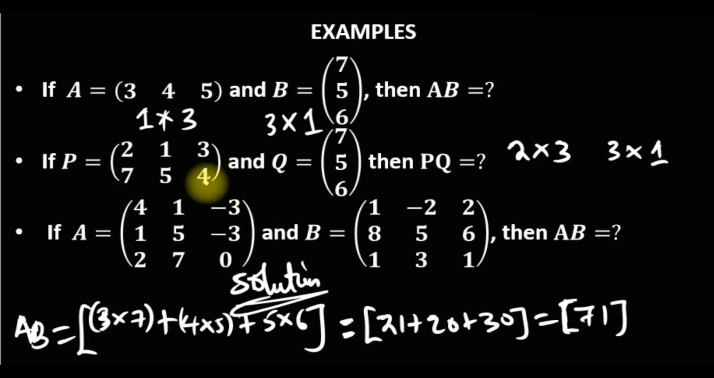So you can see 2 rows, 3 columns, and 3 rows, 1 column. So this is possible. The final matrix will be 2 by 1. So let's multiply to get 2 by 1.